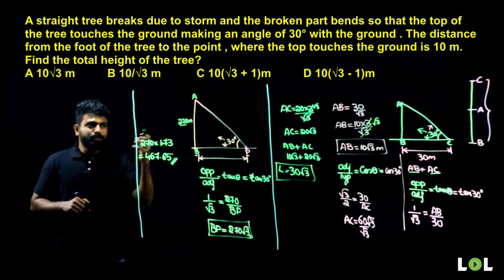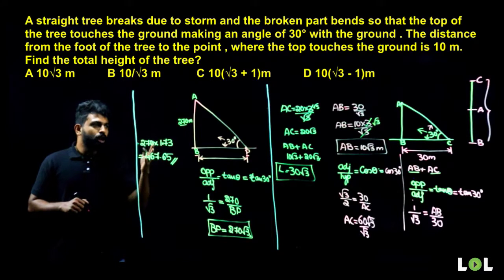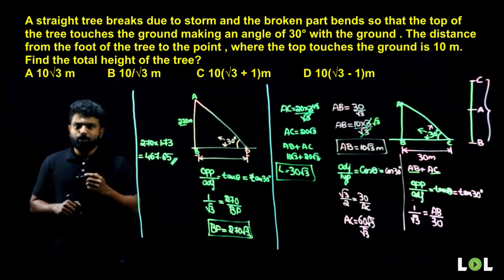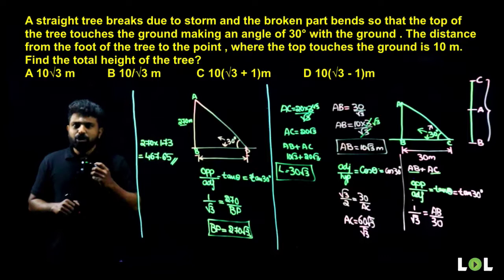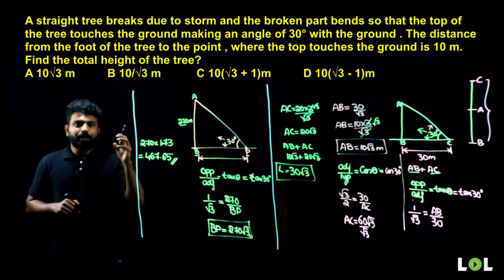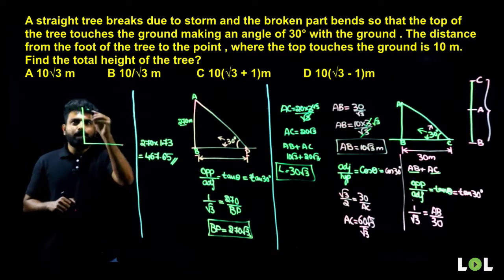Let's move on to the next question here. What does it say? A straight tree breaks due to a storm and the broken part bends so that the top of the tree touches the ground, making an angle of 30 degrees with the ground. It is very similar to the first question that we solved today. So quickly let me draw a diagram. Let me convert the question into a diagram. So there's a tree here. It is broken at this point.